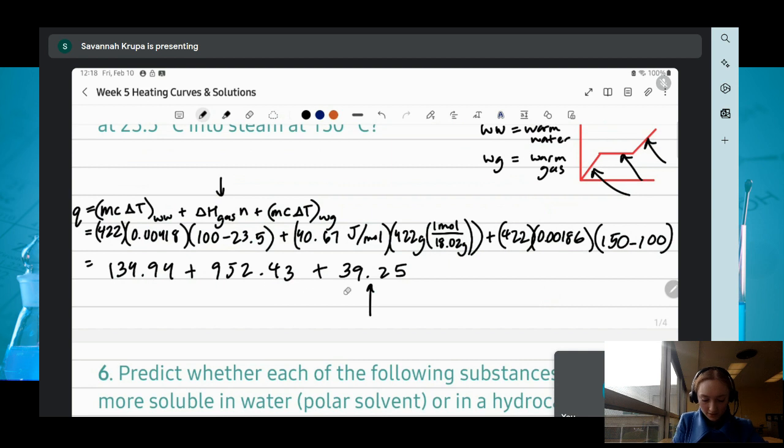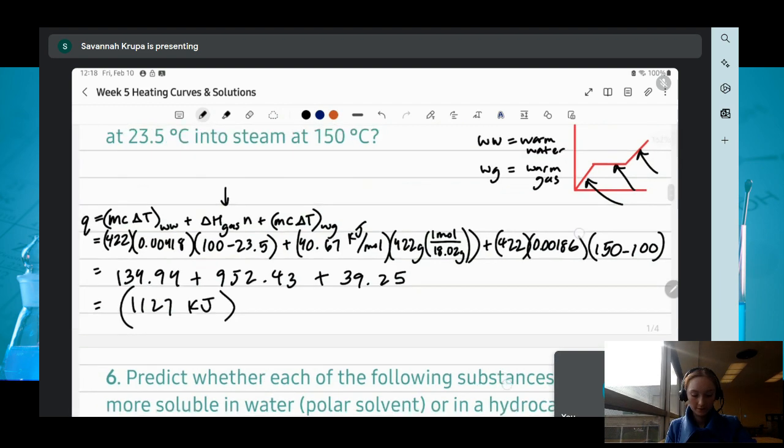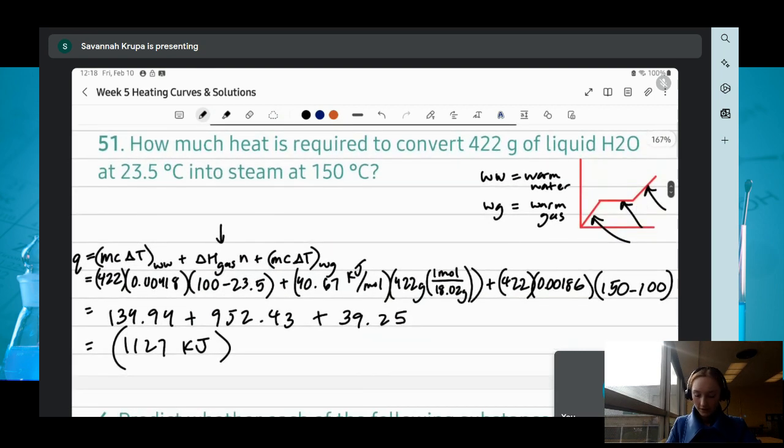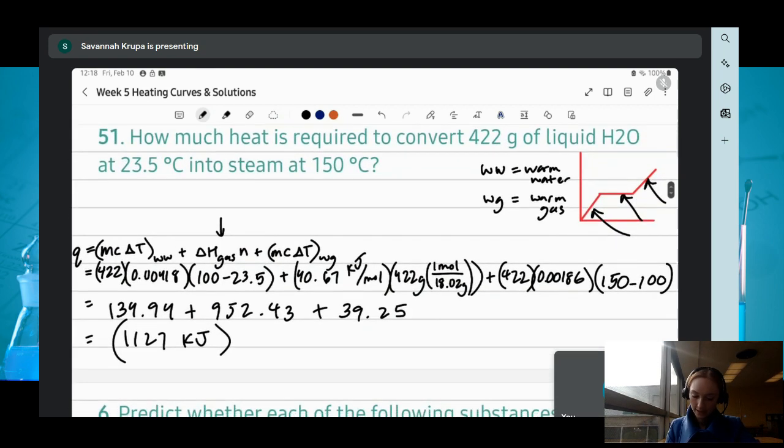But the final answer will be 1027 kilojoules. Oh, sorry, before, this is in kilojoules, not joules. And so that is our answer for 51. If you don't have any questions, I will move on to the next one.